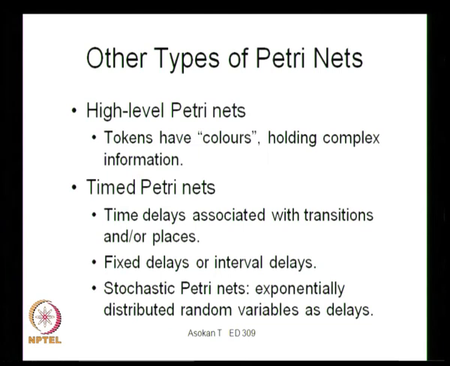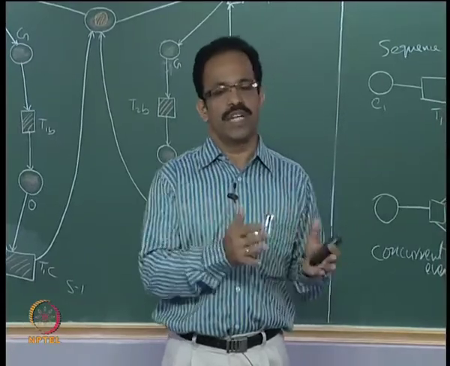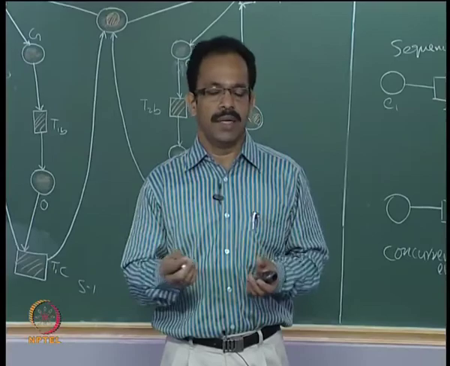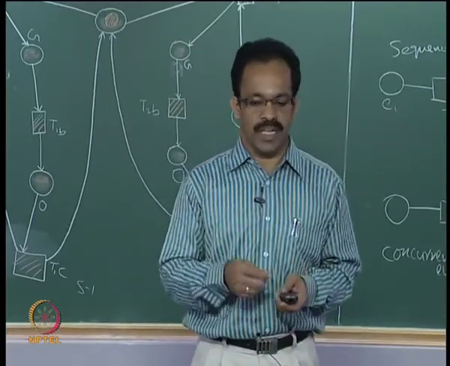And apart from this we can have timed Petri nets also. In the previous cases we did not include the timing of the system: how much time it takes to make a product, how much time it takes to consume the product, or how long we can keep a product in the storage. That is not incorporated in the basic Petri net. But in more advanced Petri nets we can incorporate those timings also.